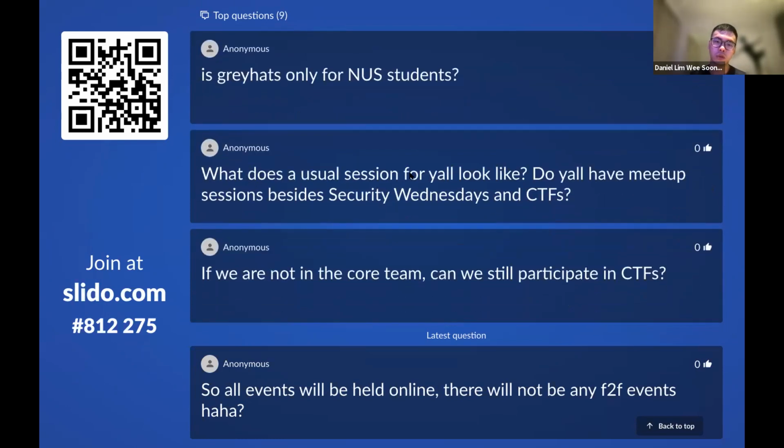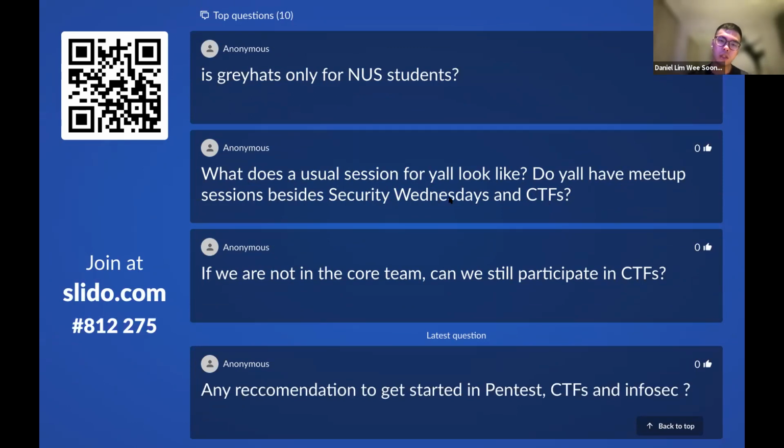Then what does a usual session for us look like? We don't have regular meetups outside of these things. We have more once-off things, like during the holiday a few months back, we had our internal workshops. Then this semester we'll be having Security Wednesdays, or otherwise we'll be doing some stuff during the holidays.